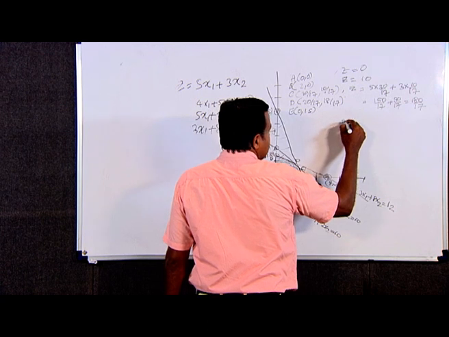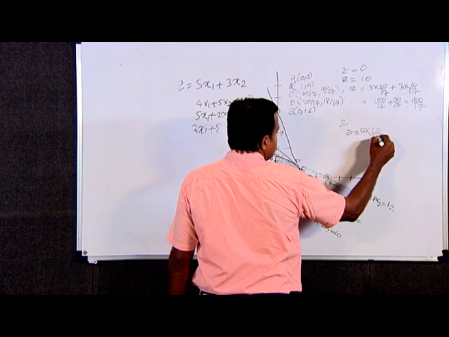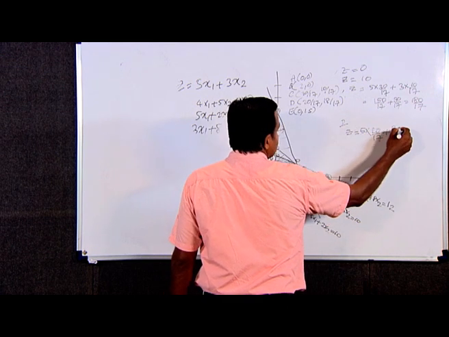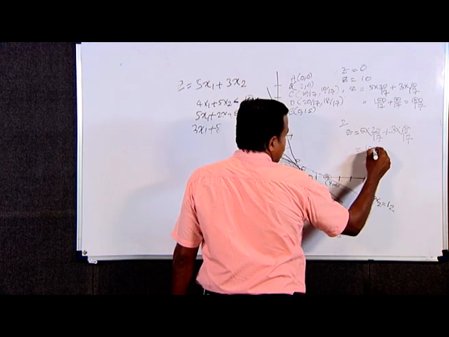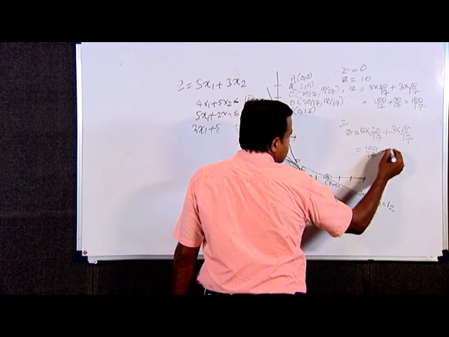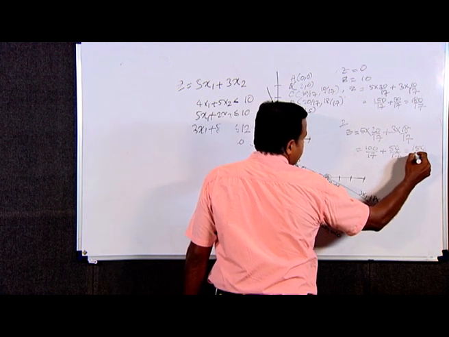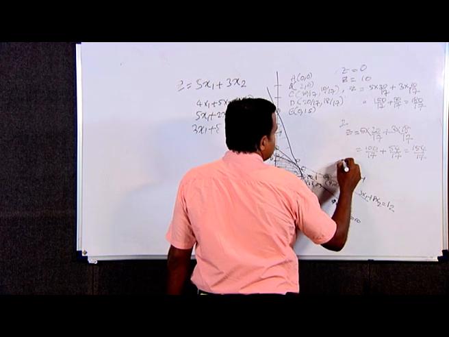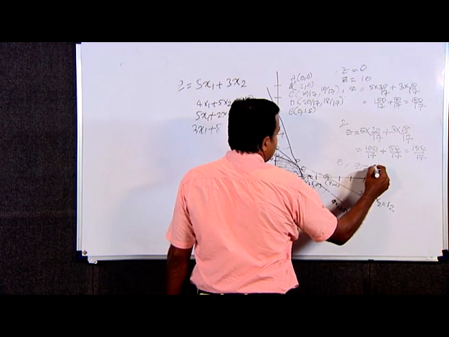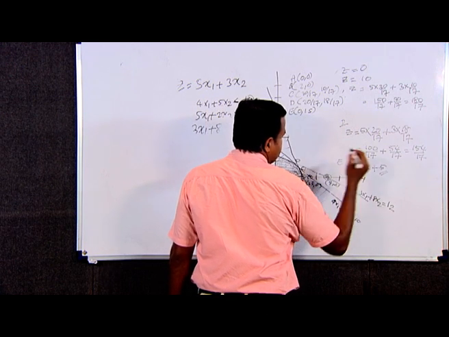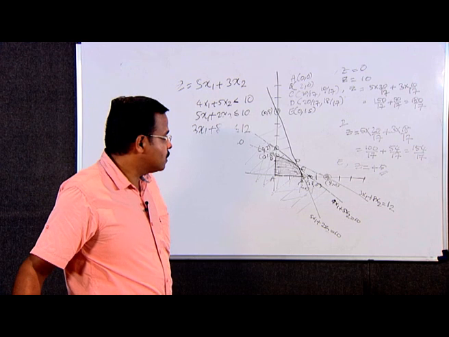Next, at D, the value of Z is equal to 5 into 20 by 17 plus 3 into 18 by 17, that is equal to 100 by 17 plus 54 divided by 17, that is equal to 154 divided by 17. And finally, at E, the value of Z is equal to 5 into 0 plus 3 into 1.5, that is 4.5. So, these are the different values of Z at the different vertices of the solution region.